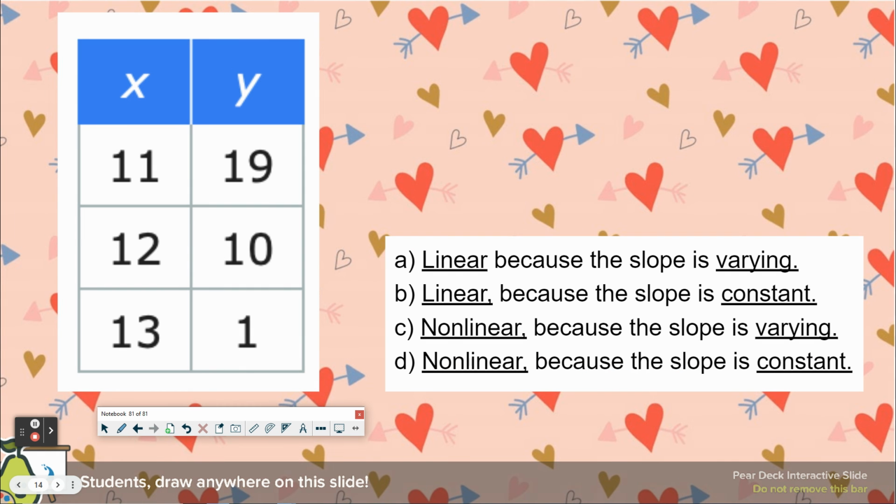You can draw anywhere on this slide. So you'll circle A, B, C, or D. Your job right now is to find out what are these numbers. Do these all have the same slope? So we'll do about 1 minute.